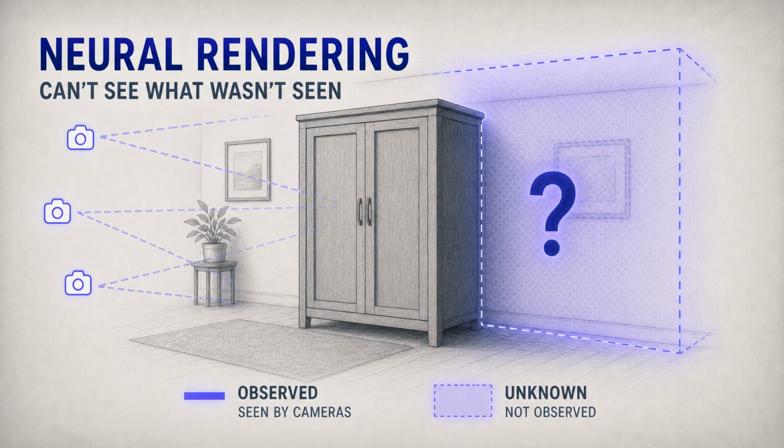NeRFs do not magically know everything. If no camera ever sees behind a cabinet, the model cannot truly reconstruct the hidden back wall. It may fill gaps in a plausible way, but that is not the same as measured reality.